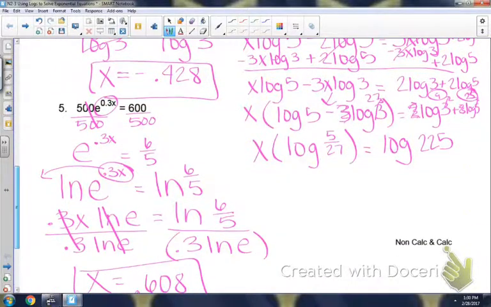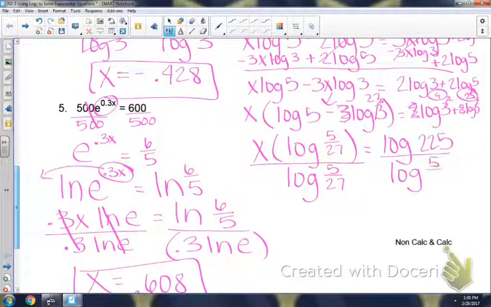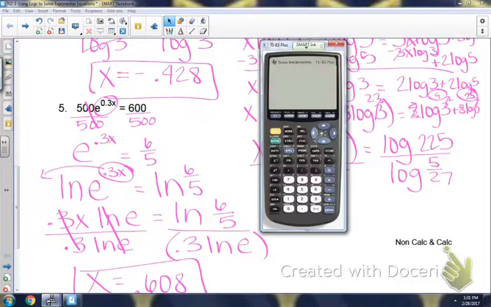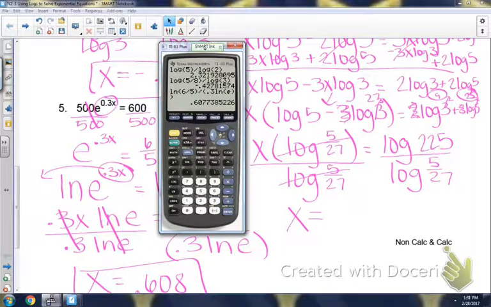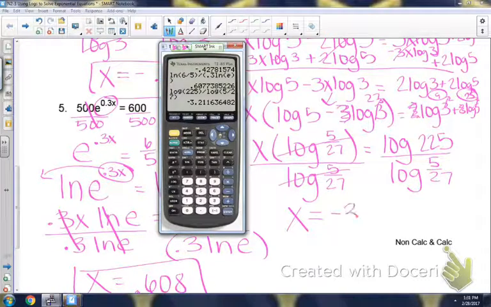From here, we're wanting to get x by itself, so now I can divide by log of 5 over 27. So plugging into the calculator, you're going to have log of 225 divided by log of 5 divided by 27. So you should get negative 3.212 for your answer.